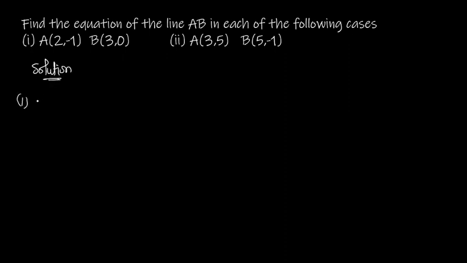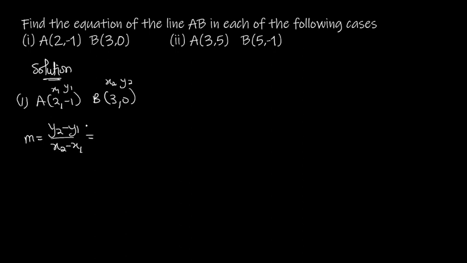So for the first example, we have A 2, -1 as its coordinates, B having 3 and 0. This is my x1, my y1, my x2, my y2. So I first of all need to find the gradient, which is y2 minus y1 on x2 minus x1. This is equal to my y2, which is 0, minus my y1, which is -1, on my x2, which is 3, minus my x1, which is 2. So I have over here negative minus 1 will give me positive 1, then 3 minus 2 will also give me 1, and this is equal to 1.